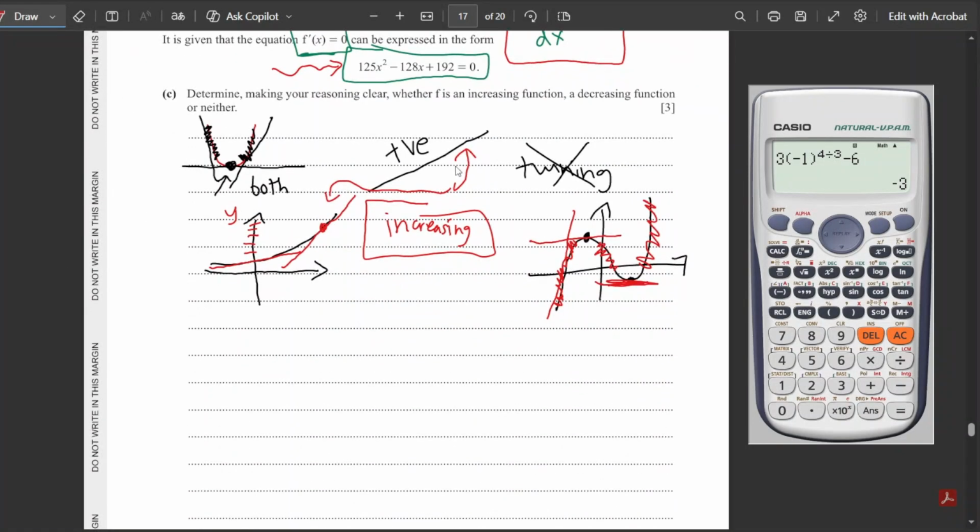So therefore, the way we can find the turning point is we already have the equation right over here. We are going to put this equation equal to 0, and we're going to solve this quadratic equation. So we're going to have x = (-b ± √(b² - 4ac)) / 2a.